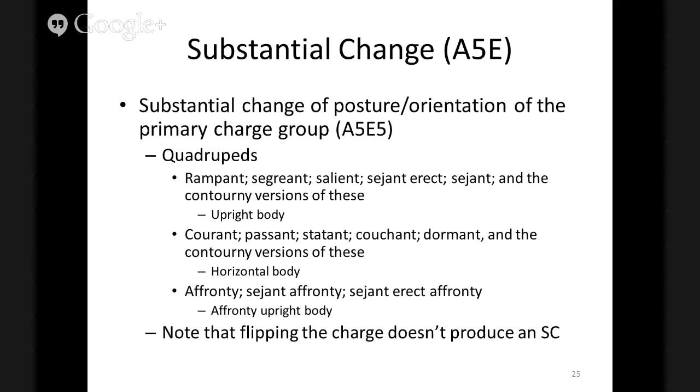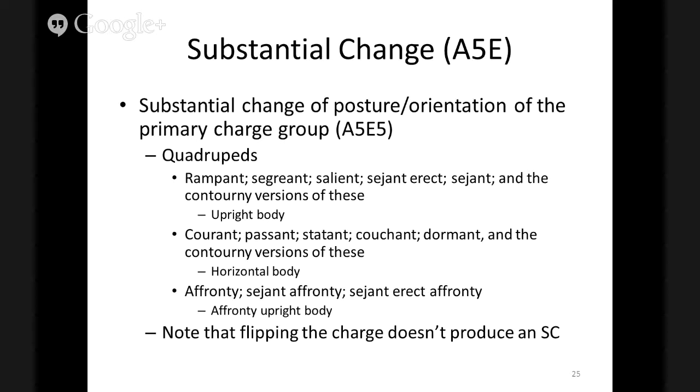I'm not going to reproduce all of the different orientations on the list. If you go look at A5, E5, refer to it often. But here's the list for quadrupeds. The first category is rampant, sagriant, salient, sejant erect, sejant, and the conturny versions of these, the turned around. The thing they have in common is they all basically have an upright body. All of these are basically up and down. So within those categories, there's no substantial change. But between that category and the next one, there is.